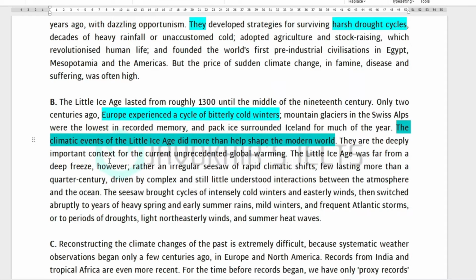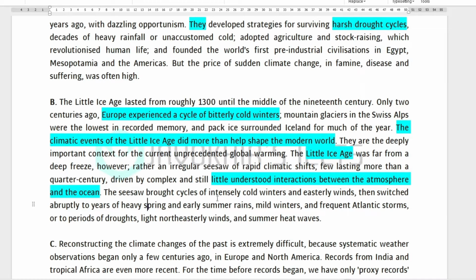They are deeply important context for the current unprecedented global warming. Okay, so what is it saying? They're deeply important for the current unprecedented global warming. Unprecedented means something that has never happened before. The Little Ice Age was far from a deep freeze. Rather, it was an irregular seesaw of rapid climatic shifts, few lasting more than a quarter century, driven by complex and still little understood interactions between the atmosphere and the ocean. Okay, so it was still little understood.